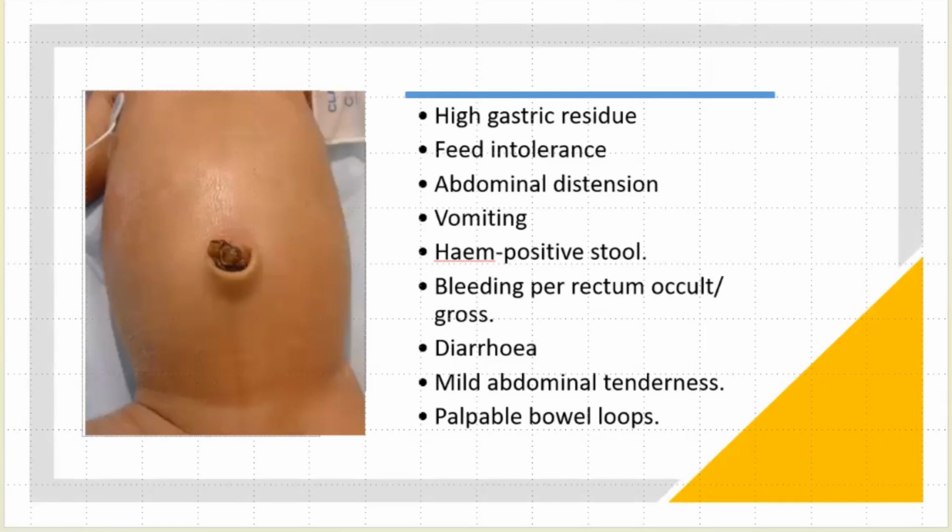Mild clinical findings include abdominal distension, mild abdominal distension. The baby will have high residue, decreased feed intolerance, and there may be bleeding per rectum. It may be just occult blood or gross blood, and mild abdominal tenderness may also be there.